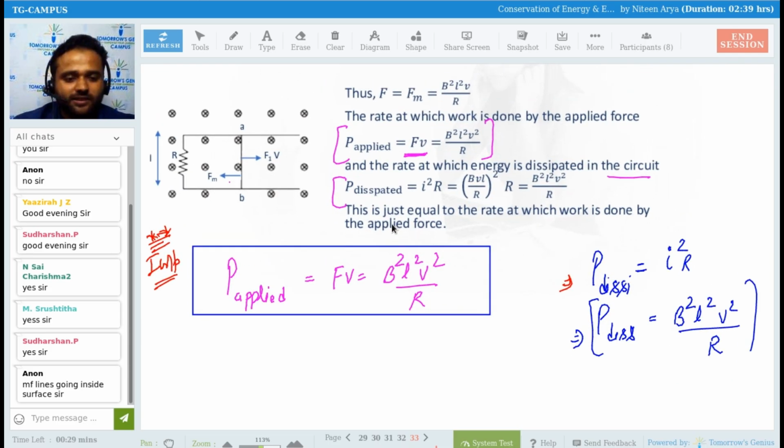But if there is a formula, or if there is a question, tell me the applied power. What is the applied power? To pull this particular conductor of length L. So you need to use this formula. Simple. You have a magnetic field B, a length L, a velocity V, and then resistance R. B squared L squared V squared by R.